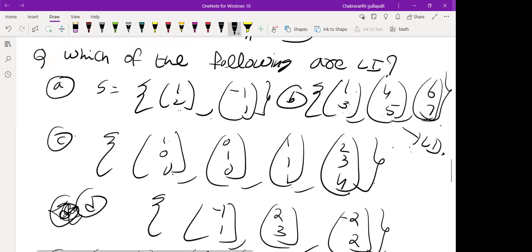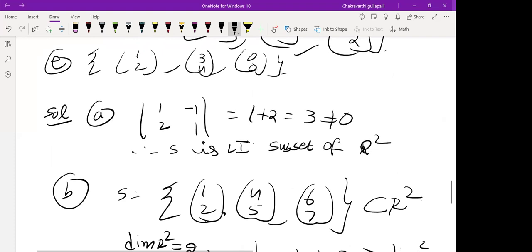So without putting pen on the paper, you can answer in another way. How many components? 3. How many vectors? 4. Therefore, the set contains more vectors than components. So this is also linearly dependent. Here also, this is a subset of which space?